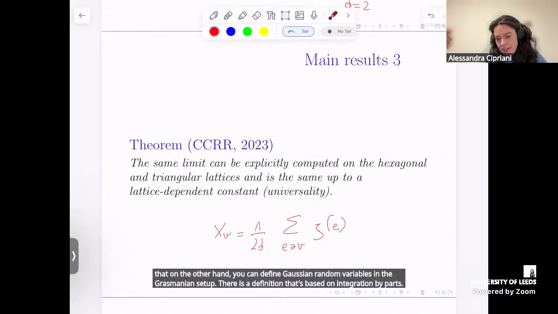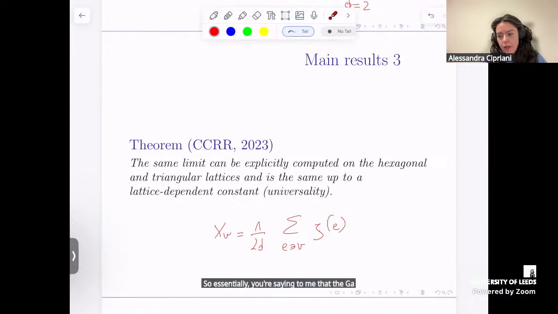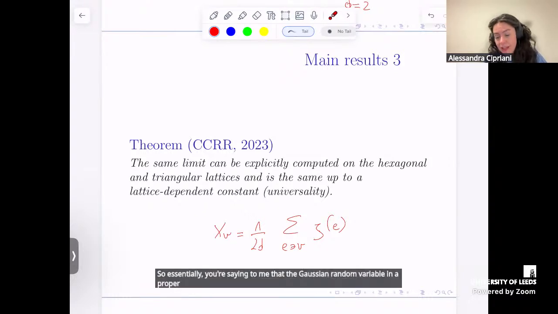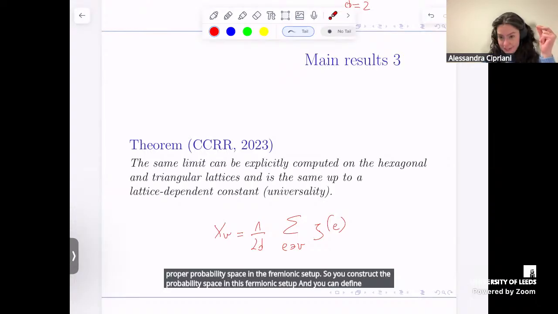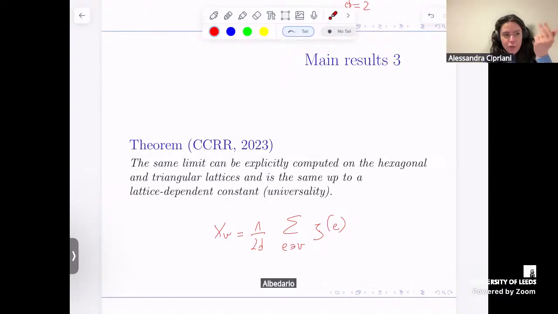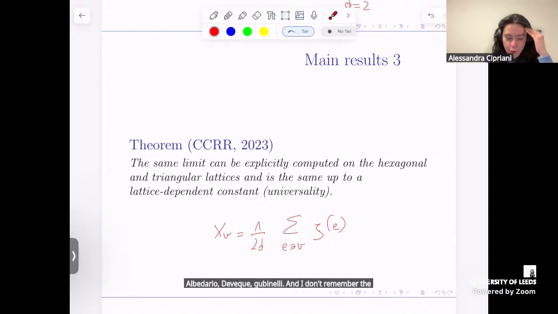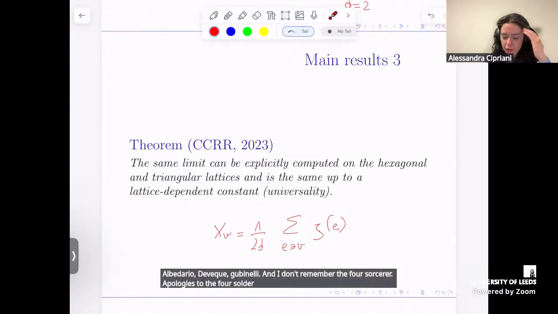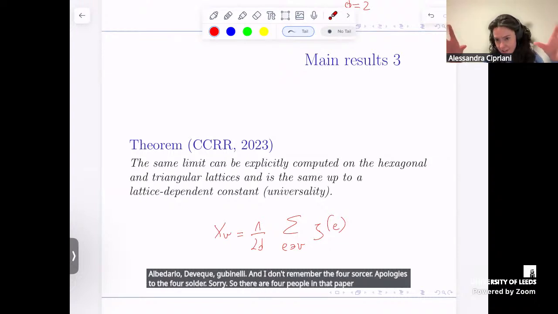So essentially, you're asking whether you can construct a probability space in this fermionic setup, and define the Gaussian fermionic random variable there using integration by parts. This is done in a paper by Albeverio, De Vecchi, Gubinelli, and I don't remember the fourth author. Apologies to the fourth author. There are 4 people in that paper, and they define Gaussian variables in this setup.